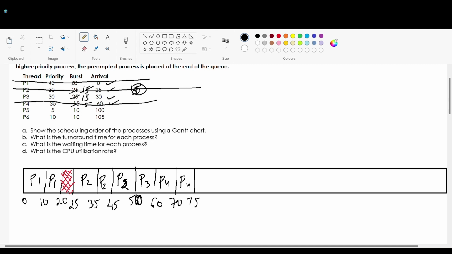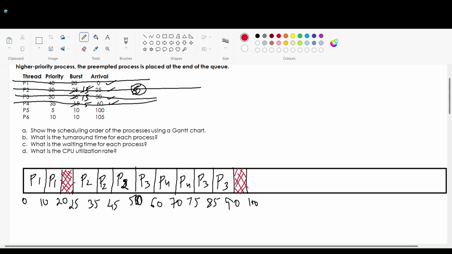So there is just P3 in the system right now. P3 will execute again up to 85, and it still has 5 remaining. So P3 will execute again up to 90, and P3 exits from the system. There is no other process in the system up to 100. So from 90 to 100, the CPU will go to the idle state again.